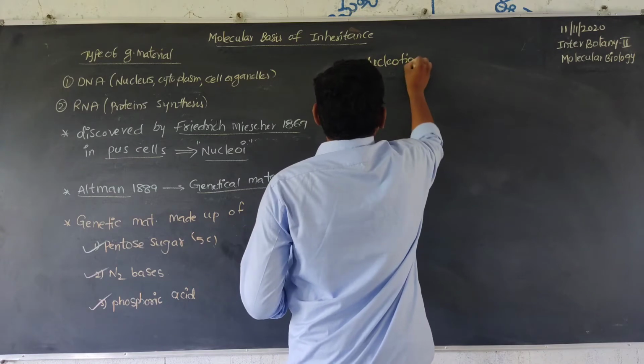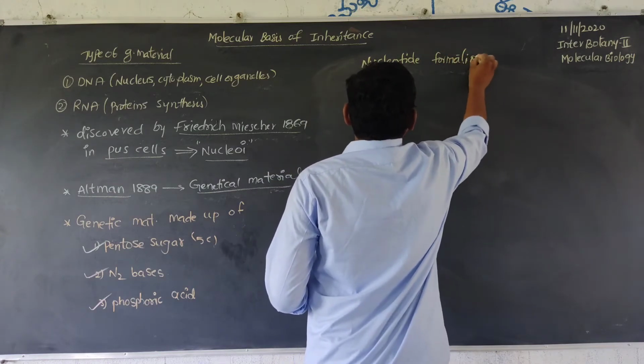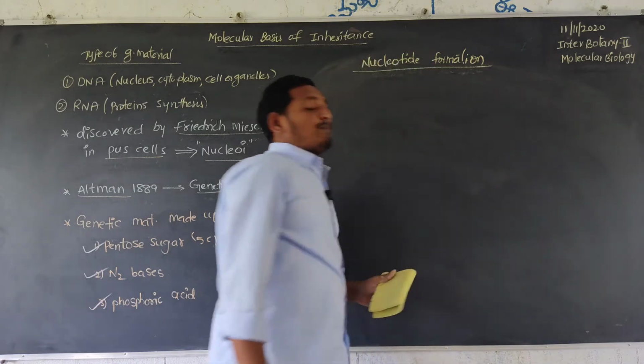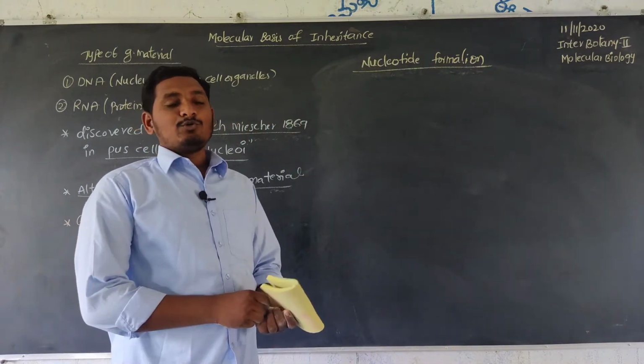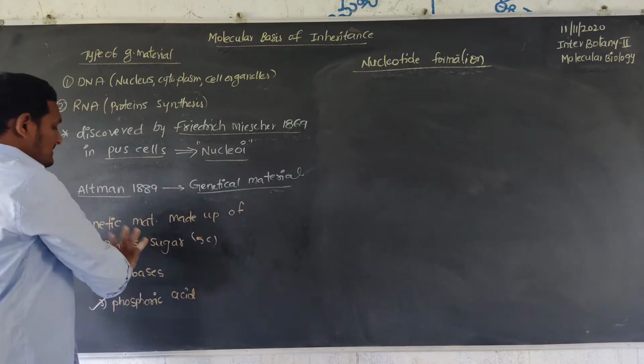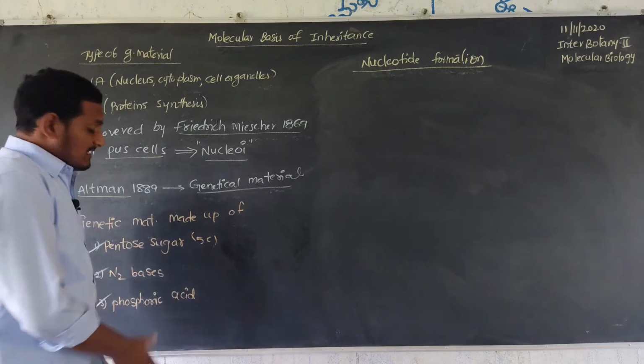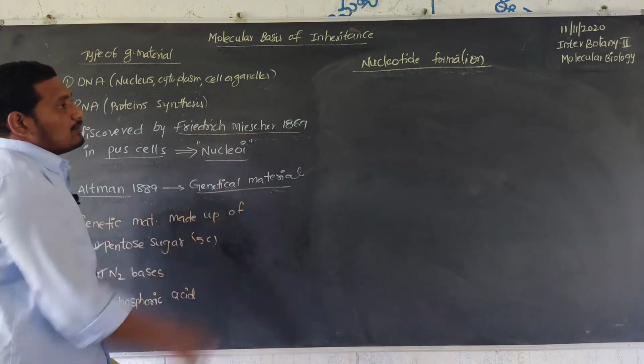Nucleotide formation. Why? Because DNA is a polynucleotide chain. Before that, a nucleotide is formed by these three things: pentose sugar, nitrogen bases and phosphoric acid. These three things make up a nucleotide.